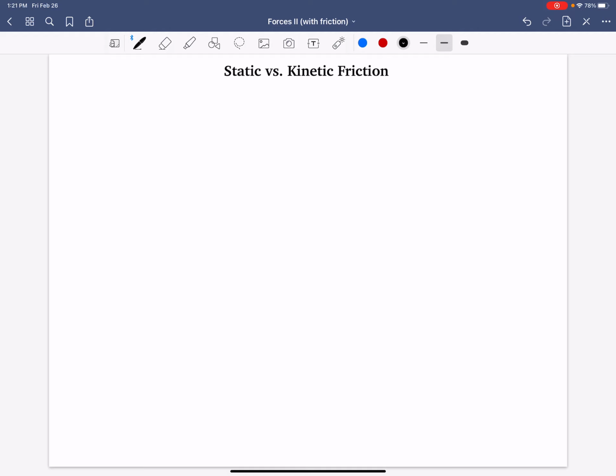So, in this chapter, we're basically doing the exact same thing as last chapter. In Chapter 5, we simply didn't include friction in our problems, right? In Chapter 6, we will. So, exact same problem, exact same process, except now we just have another type of force to include in our free body diagram and in our equations.